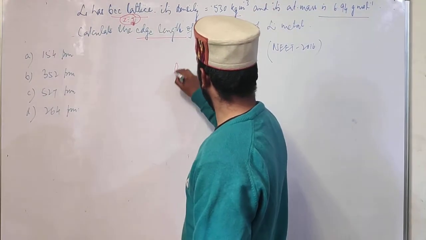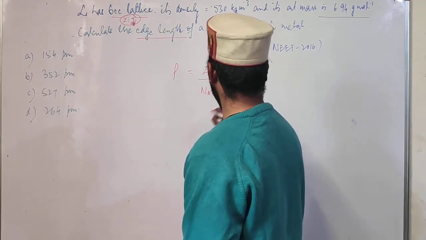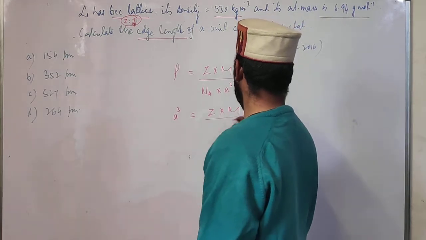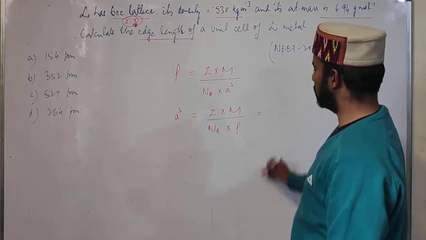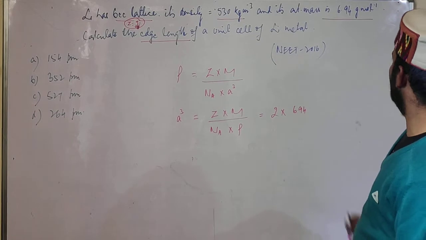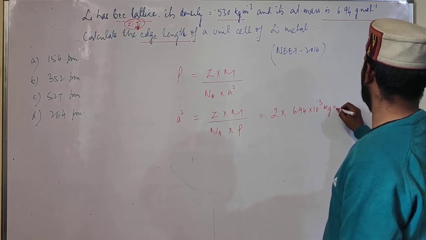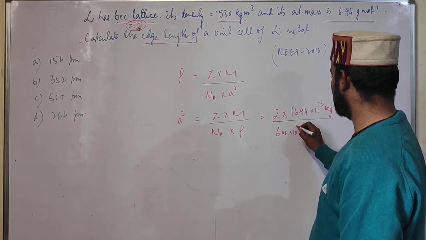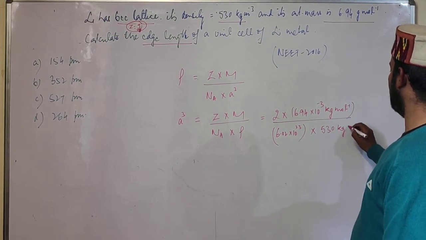So students, using the formula, density is Z into M upon Avogadro's constant into A cube. We'll find A cube, which is Z into M upon Na, that is Avogadro's constant, into density. Now how much is Z? It is 2. M is 6.94 gram per mole. So we'll convert this into kilograms: grams times 10 raised to power minus 3, so this now becomes kilograms per mole. Divided by Avogadro's constant, a standard value, 6.02 into 10 raised to power 23, and density is 530 kilogram per meter cube.